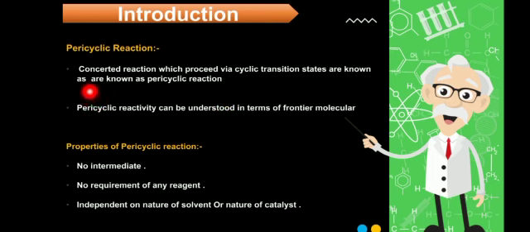Pericyclic reactions are completely stereospecific in nature. Most of the reactions take place at the periphery of the ring. Now, the properties of the pericyclic reaction. There is no formation of any intermediate. There is no requirement of any reagent to initiate the pericyclic reaction, while pericyclic reactions are independent of the nature of the solvent and the nature of the catalyst. There is no involvement of an electrophile or a nucleophile.